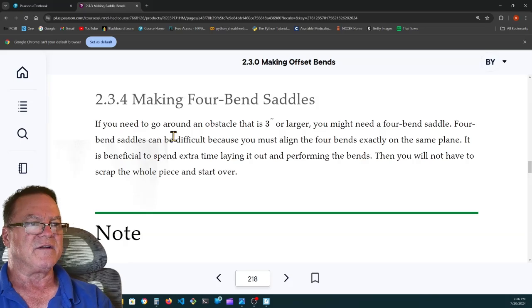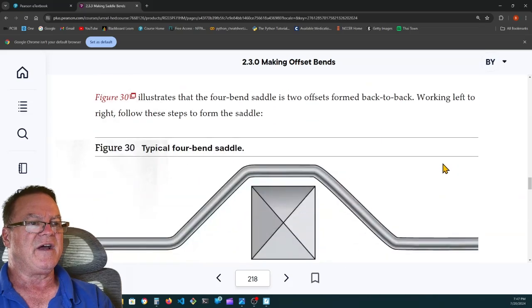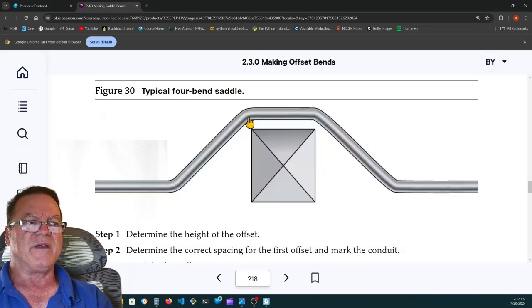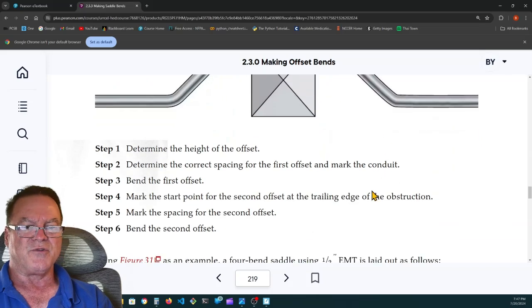Making 4-bend saddles. If you need to go around an obstacle that's 3 inches or larger, you might need a 4-bend saddle. I've been told that 3-bend saddles are to go around a round obstruction and 4-bend saddles are to go around a square obstruction. So here we find this 4-bend saddle going around a square obstruction.